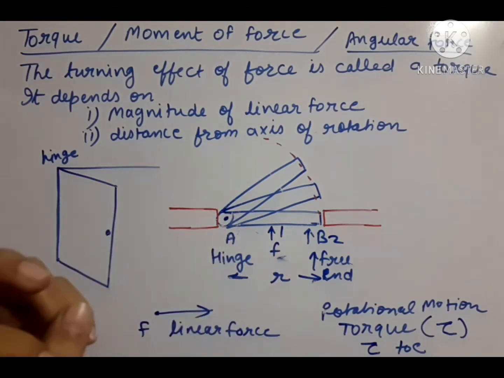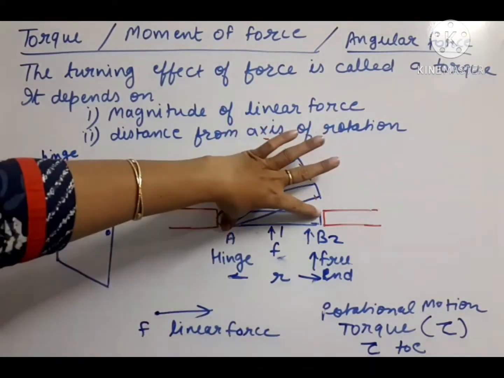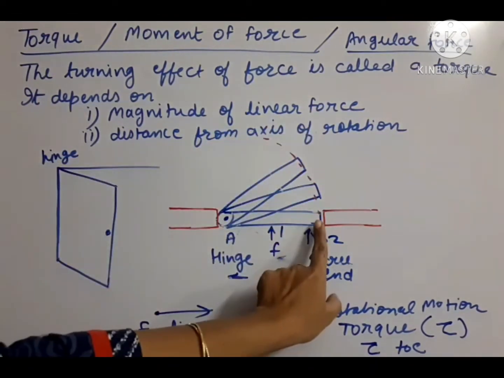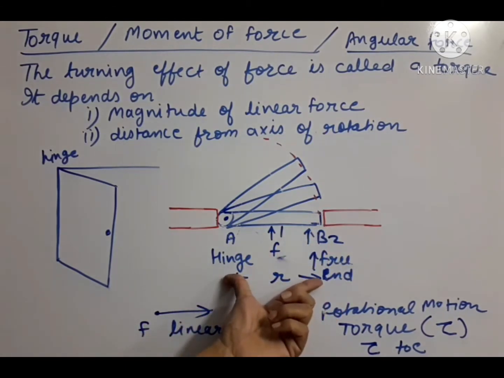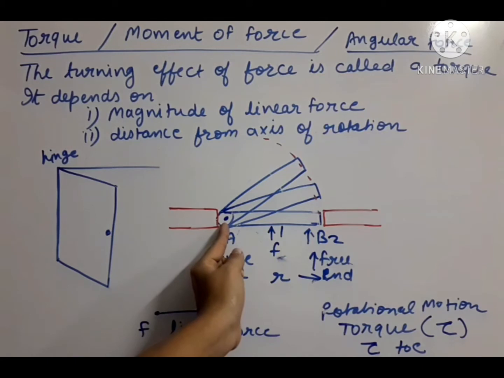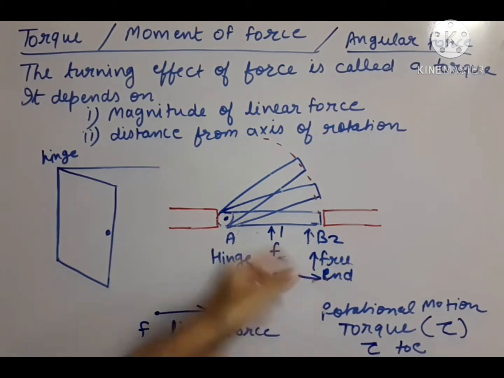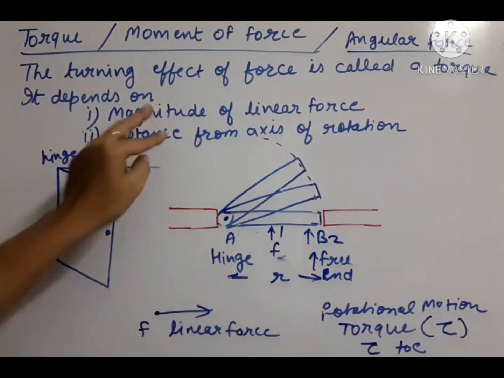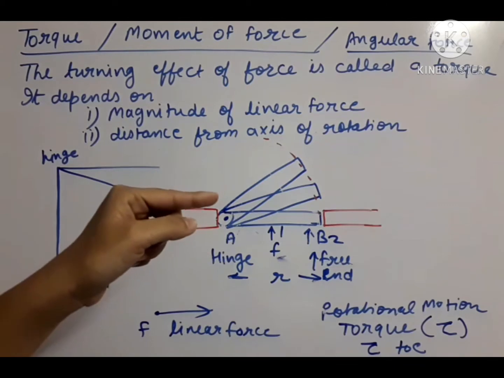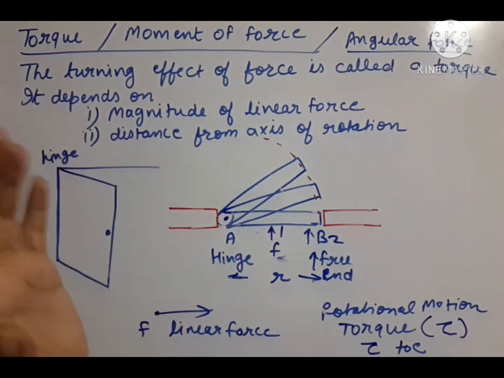So here two things are important. If we have to provide a rotational motion to any object, first of all we have to apply a linear force F, and secondly we have to apply the linear force F at the maximum distance from the fixed end. So this maximum distance from the fixed end, or distance from this axis of rotation, also matters. So these two factors will finally apply the turning effect on this door. So finally the torque is prepared by these two things.